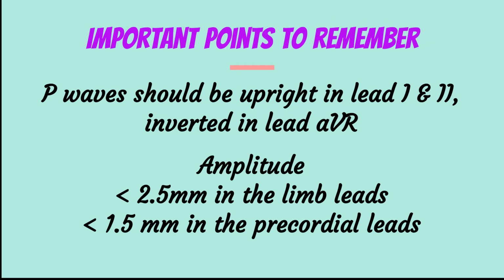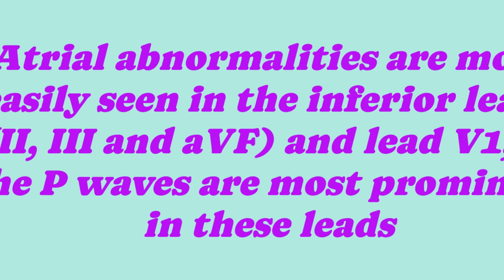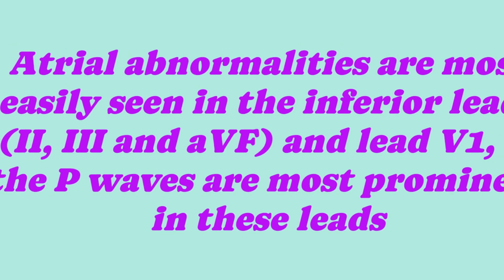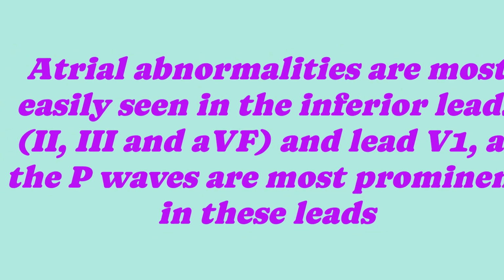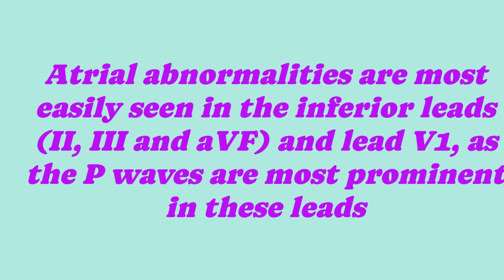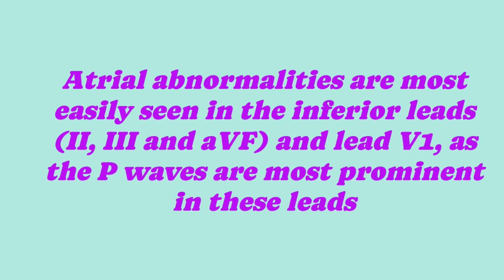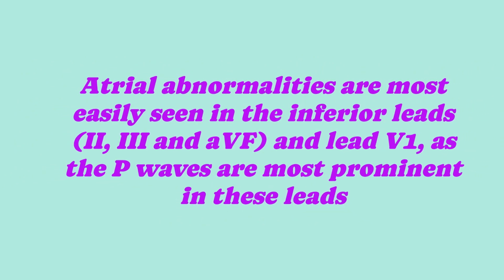Important points to remember. P waves should be upright in lead 1 and 2, inverted in lead AVR. Amplitude: less than 2.5 mm in the limb leads, less than 1.5 mm in the precordial leads. Atrial abnormalities are most easily seen in the inferior leads 2, 3 and AVF and lead V1, as the P waves are most prominent in these leads.